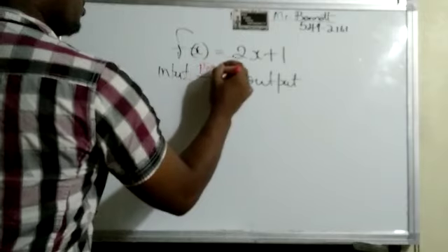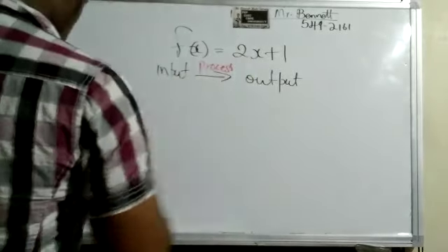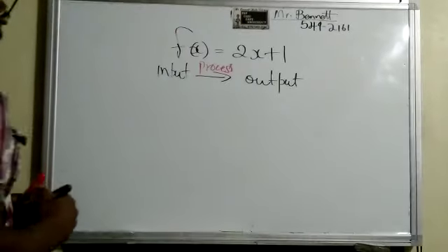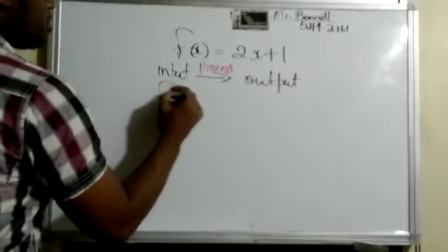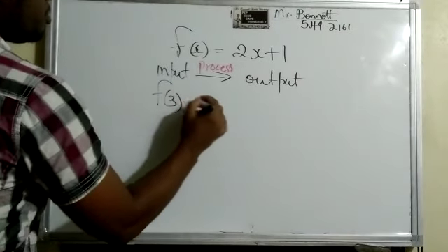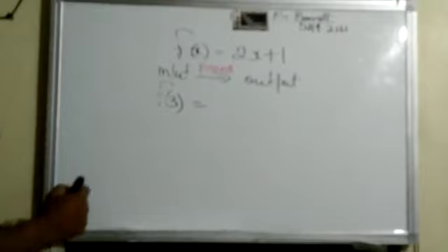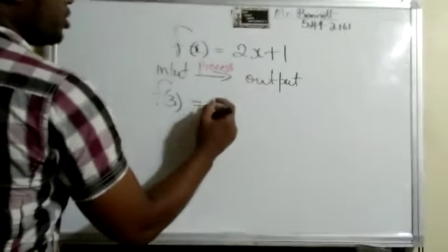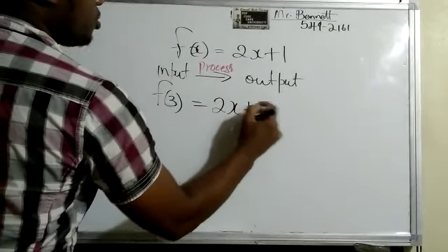So the process, and then we get the output. Alright, let us say they gave us this typical CSEC question, f of 3. We must find f of 3. So first we write back this equation, which is 2x plus 1.